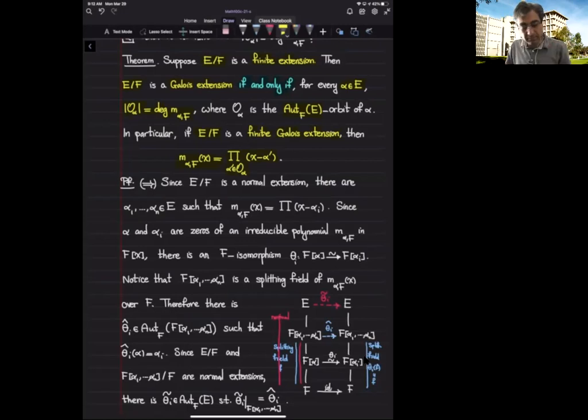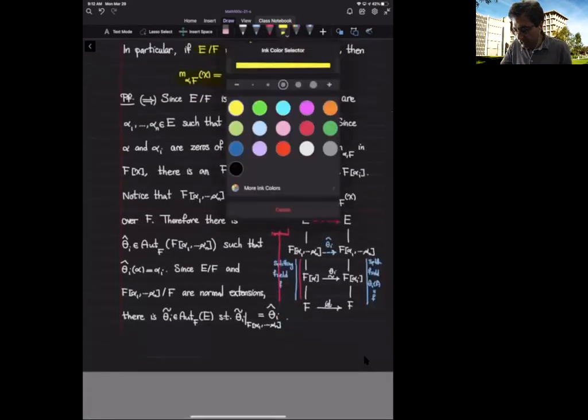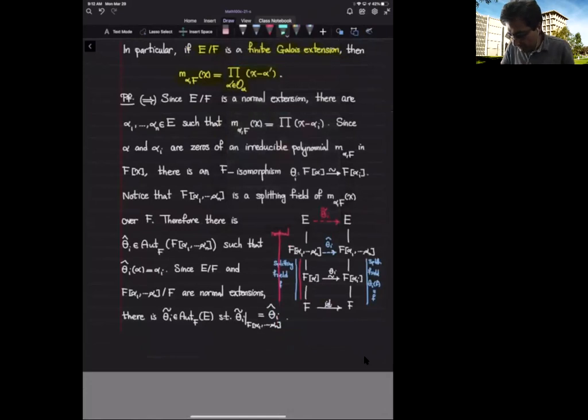Let's assume that my extension is a Galois extension and try to deduce that every orbit has precisely the degree of the minimal polynomial many elements. So let's assume that my extension is a normal extension. So it's a Galois extension. In particular, it's a normal extension. By definition, a Galois extension is a normal separable extension. I'm starting with a normal extension. Why am I doing that? Because what am I getting to?